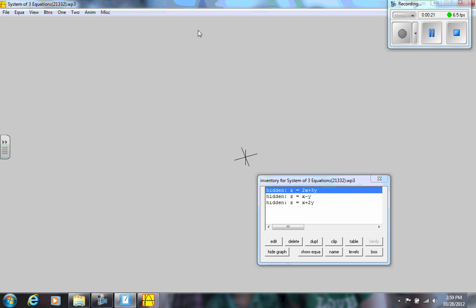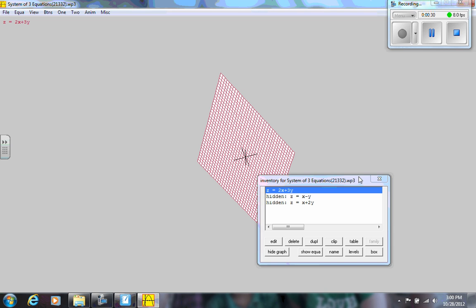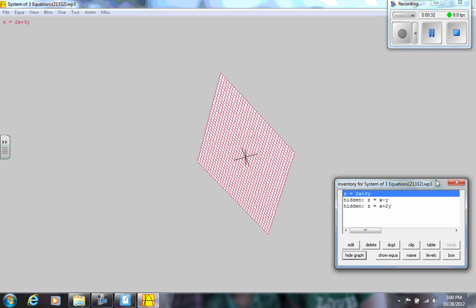In today's lesson we're going to have 3 equations. So for example, my first equation is z equals 2x plus 3y. And when I graph that, I get something that looks like this. Now instead of a line, I get a plane, which is a flat surface, kind of like a piece of paper. Imagine it extending indefinitely in all directions.